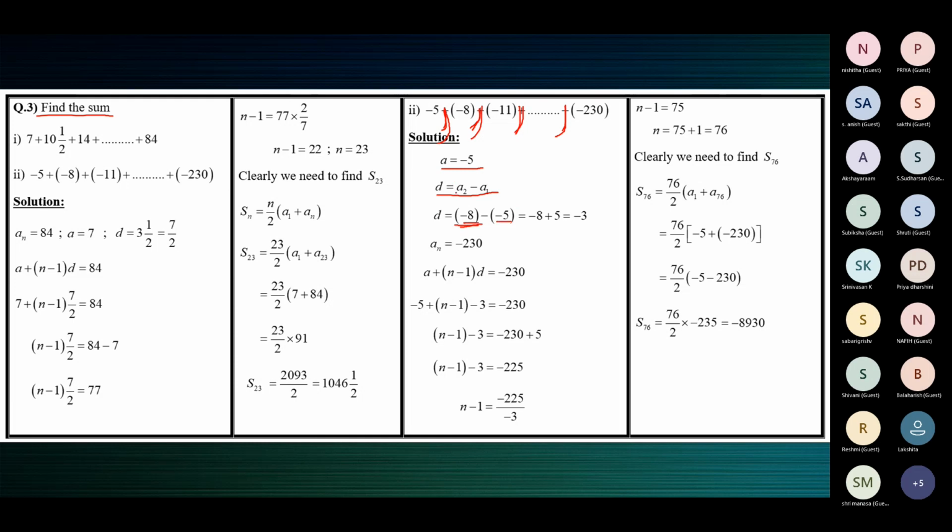What is D? It's A2 minus A1. Put a minus sign in the middle: A2 minus A1, minus 8 minus minus 5. Write the second term, write the first term and put a minus sign in the middle. So you get minus 8 plus 5, which is minus 3. The common difference is minus 3.